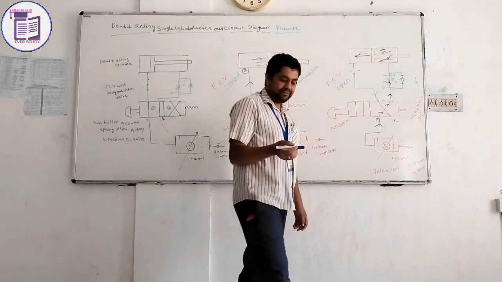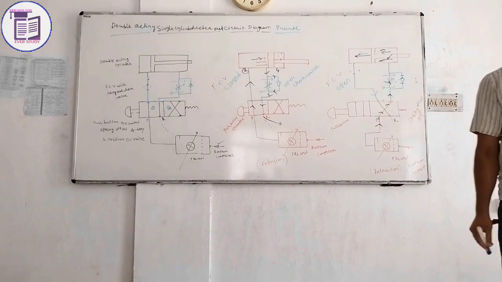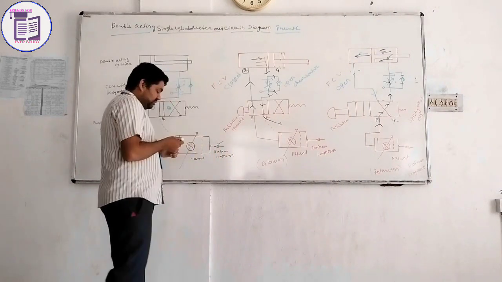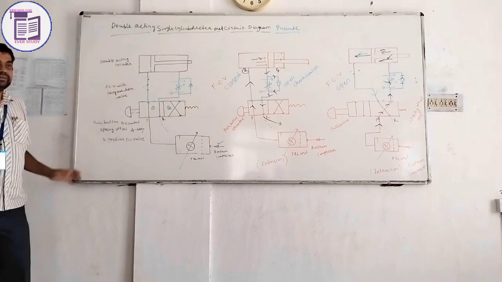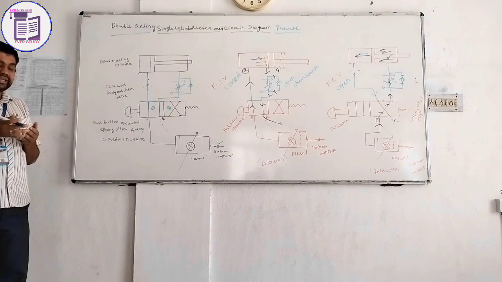So myself Ranjana Mandik. Today we discuss the double acting single cylinder pneumatic system meter-out circuit diagram. Here is the meter-out circuit diagram given. Going through this circuit diagram, basically we need the different parts' names.